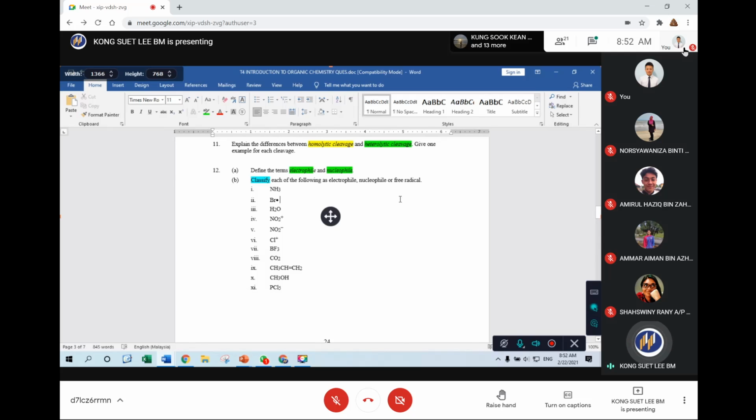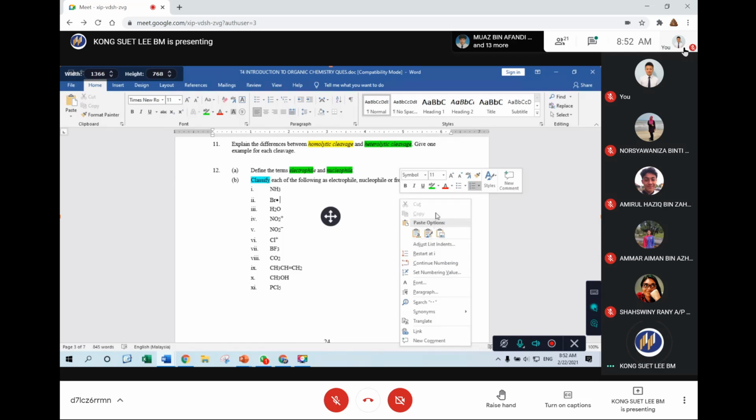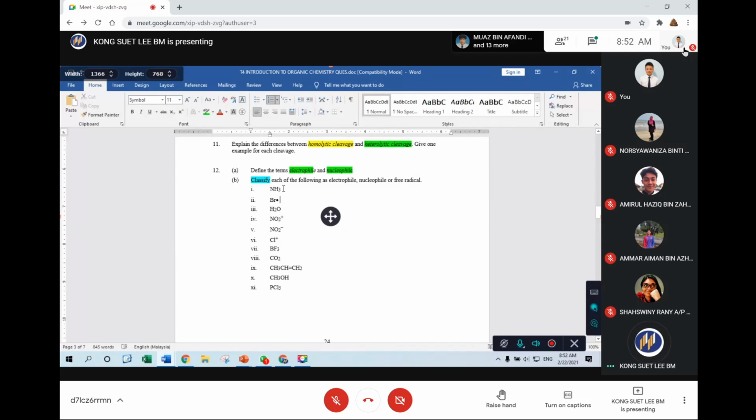Okay, question 12B, right? The first one, ammonia. Ammonia with lone pair. NH3 with lone pair. If lone pair, right, meaning that it's Lewis base. So Lewis base is nucleophile or electrophile? Nucleophile. Yes, very good. Okay, bromine. There's a dot. So this one is? Free radical. Yes, free radical. Very good.